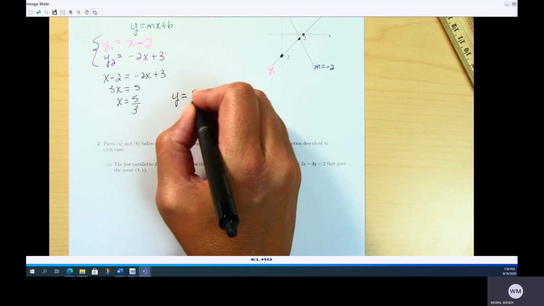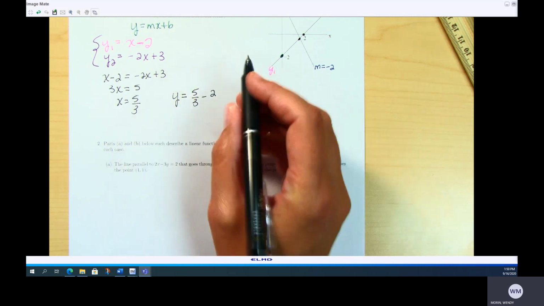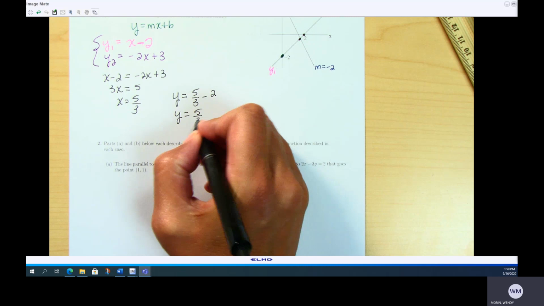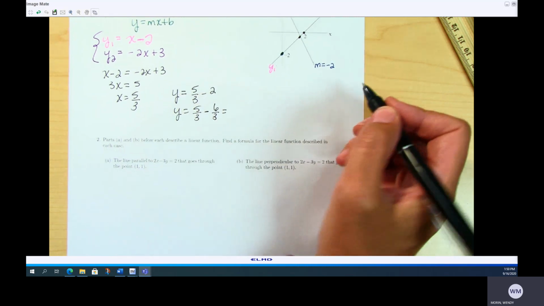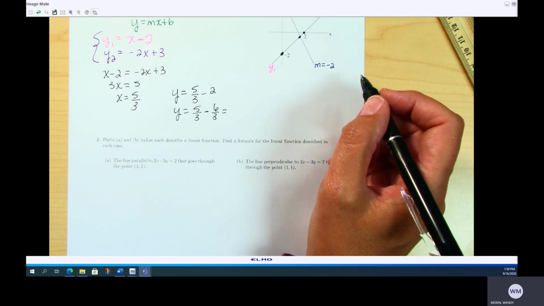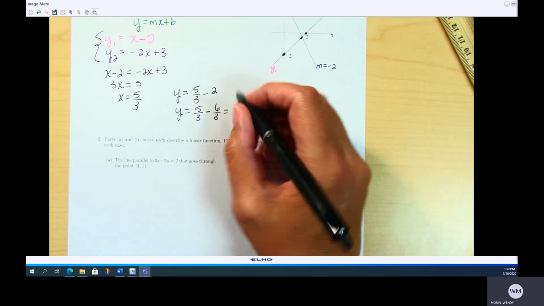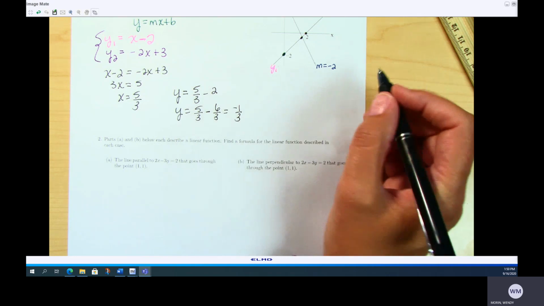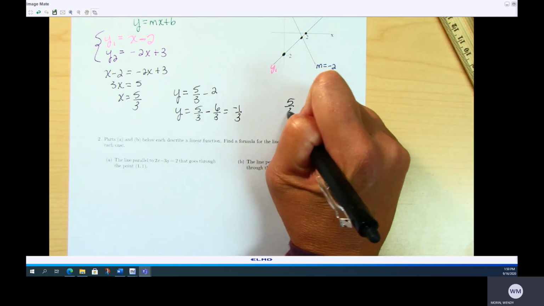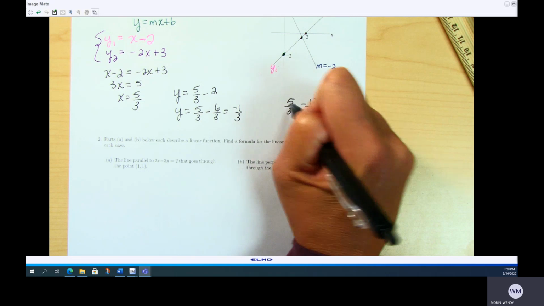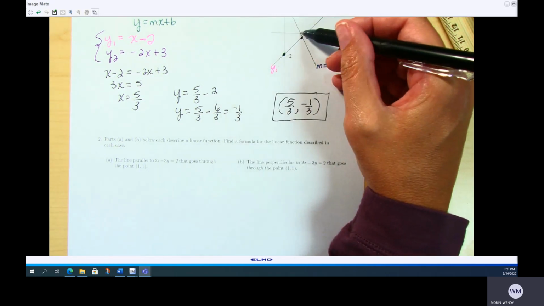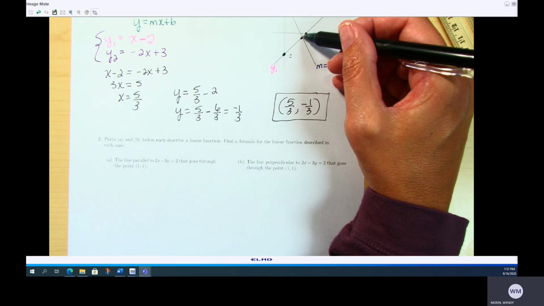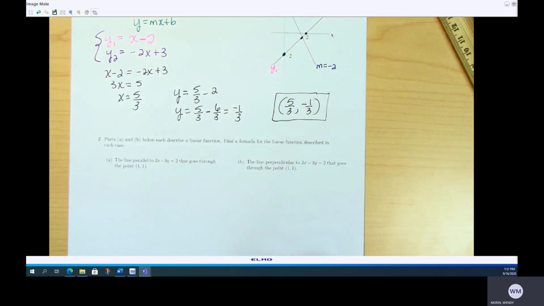Y is equal to 5/3 minus 2, or y equals 5/3 minus 6/3, so I can get an exact answer. No decimals, no calculators, got to get used to that for calculus. So that would give me a -1/3. So my solution is the x value comes first, then the y value. My solution is (5/3, -1/3). Okay, so a little bit less than 2, a little bit below the x-axis. That is your point of intersection, or the solution to the system.